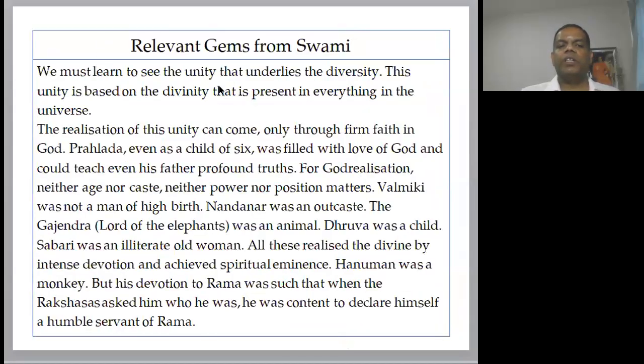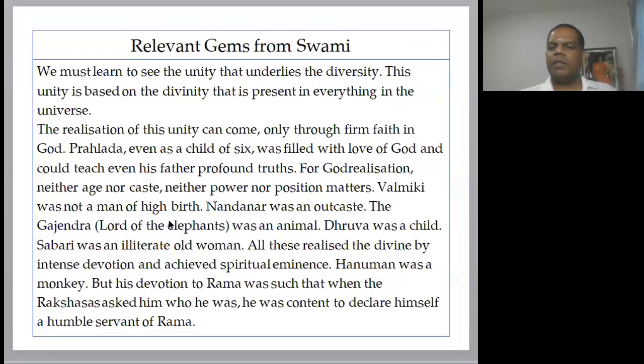We must learn to see the unity that underlies the diversity. This unity is based on the divinity that is present in everything in the universe. The realization of this unity can come only through firm faith in God. Prahlada, even as a child of 6, was filled with love of God and could teach even his father profound truths. For God realization, neither age nor caste, neither power nor position matters.